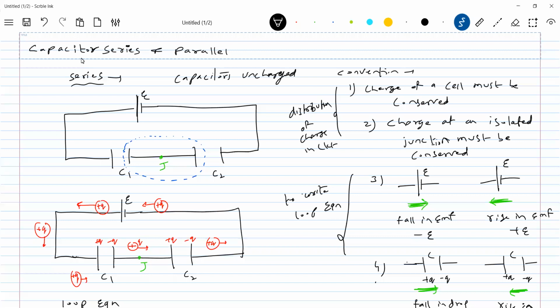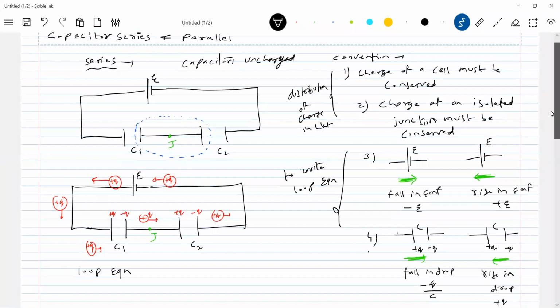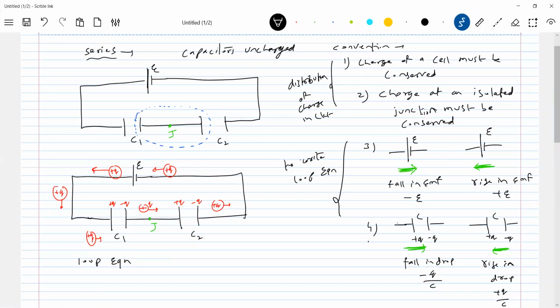So this is the basic thing. Now we'll write the loop equation. I'll start the loop and traverse it. The green color arrow is for the direction of traverse, so I'll traverse like this. Write the loop equation: plus E minus Q by C1 minus Q by C2 equal to 0.